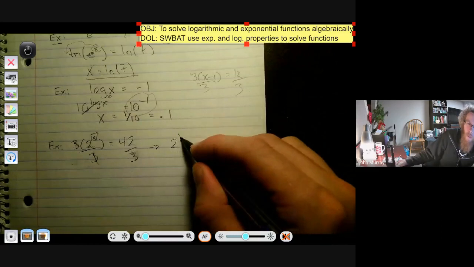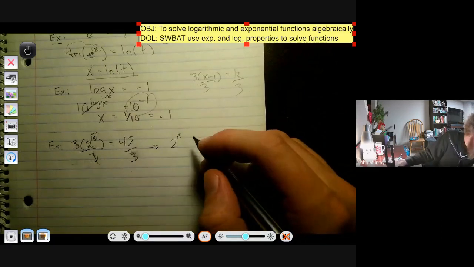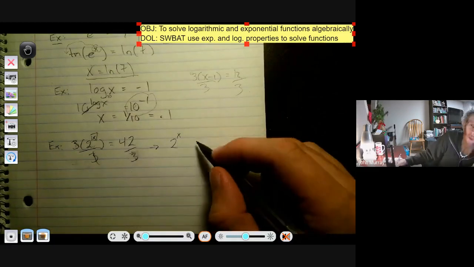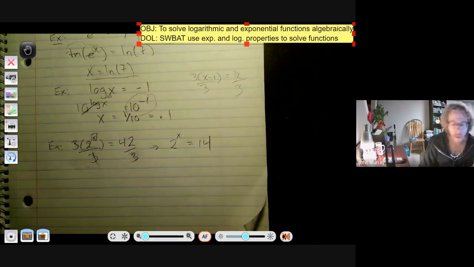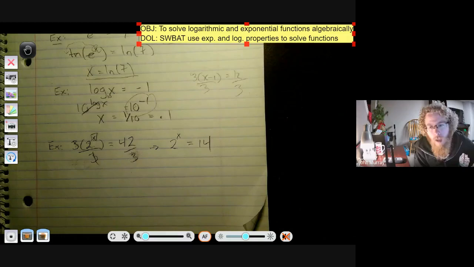So dividing by 3, I'm left with 2 to the x on the left side, and on the right side, I get my directions mixed up today, I get 14. Right, so I have 2 to the x equals 14. So the next thing you say to yourself is, can this be 1 to 1? Well, 2 to the x, that's already a prime number. I can't break that down. 14, there's no way I can make that an exponent, right? It's 2 times 7.